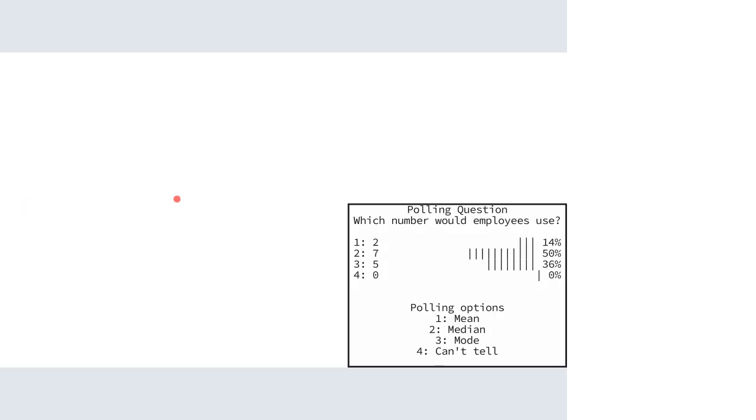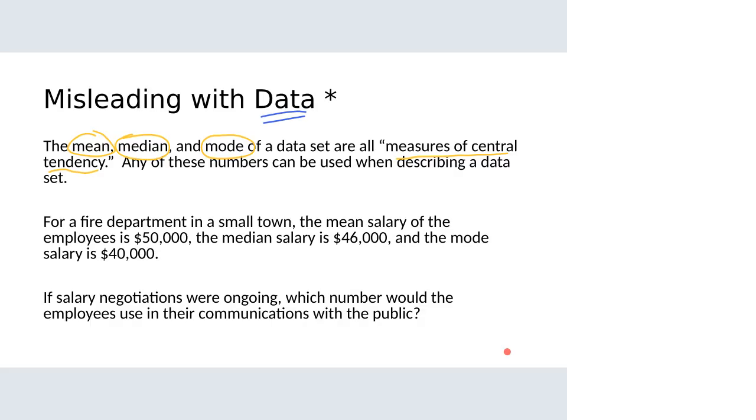Okay, let's see what we've got for results here. Okay, interesting. Most people said the median. Okay. I didn't do a great job on this one. Essentially, what we're after here is this. Any one of those numbers is okay to be used. Some of you may have some knowledge about measures of central tendency and might have brought that to the table here. Pretend you don't know anything about measures of central tendency.